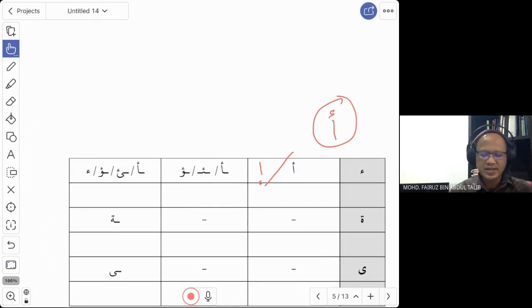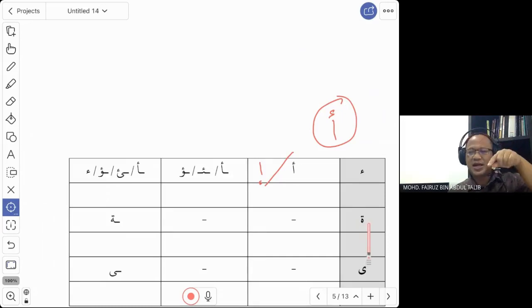Okay. Next, the Ta. This is the Ta, the special Ta, the Ta marbuta, the round Ta. As I have said earlier, this Ta is only written at the end of a word. You will never see this Ta at the beginning of a word. So that is why here I put a dash. It is impossible to be in the beginning of a word.